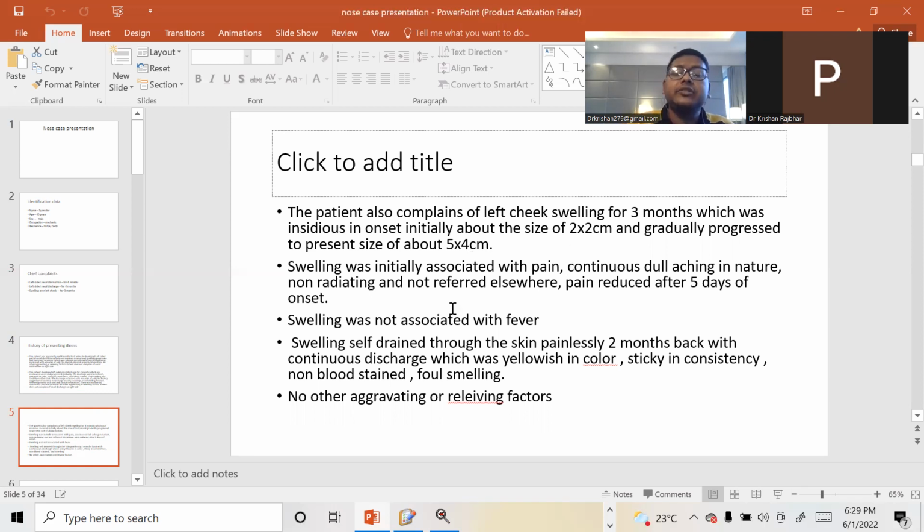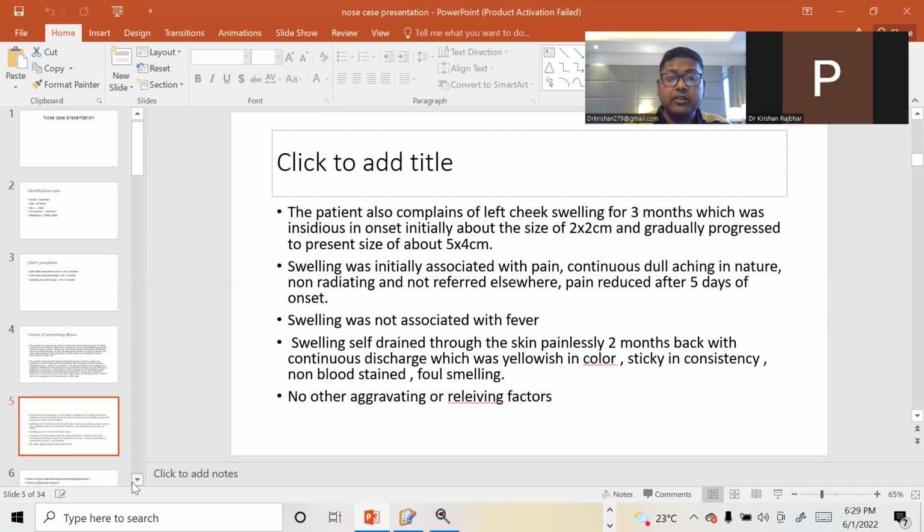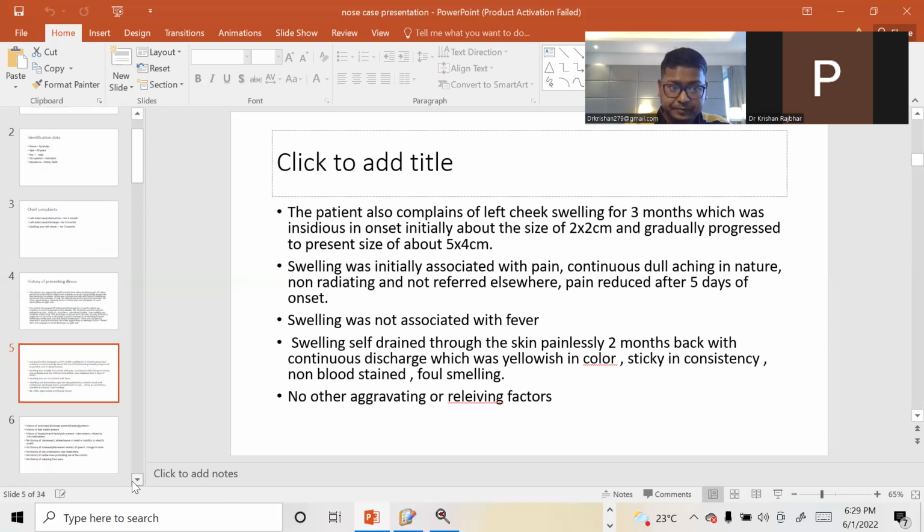Swelling was initially associated with pain, continuous dull aching in nature, non-radiating and not referred elsewhere. Pain reduced after 5 days of onset. Swelling was not associated with fever. Regarding self-draining swelling, generally we rule out tubercular history. Swelling self-drained through the skin painlessly 2 months back with continuous discharge, which was yellowish in color, sticky in consistency, non-blood stained, foul smelling. No other aggravating or relieving factors present.